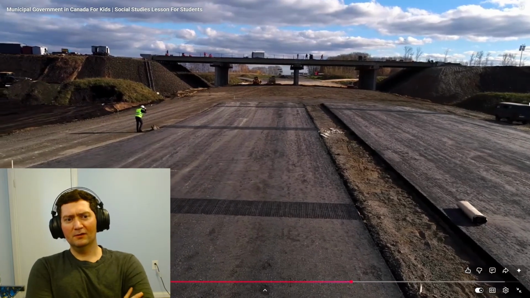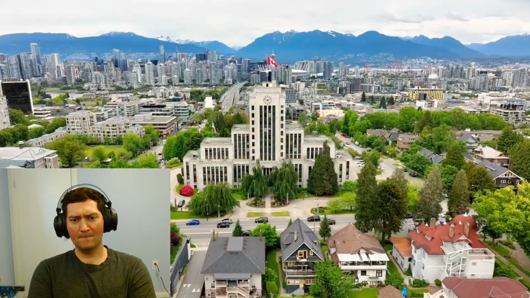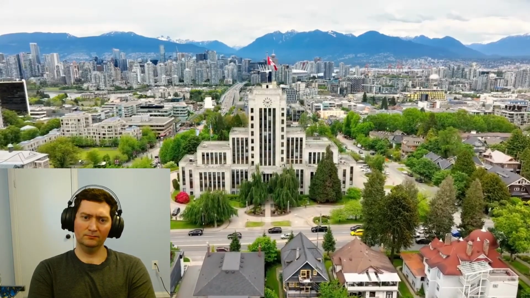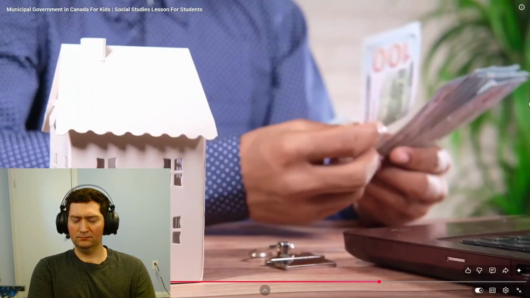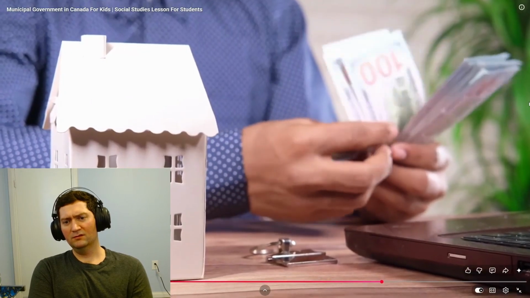also decide where to build new roads, playgrounds, and community centers. Another important job of the municipal government is handling the city's budget. Cities and towns get most of their money from property taxes, which homeowners and businesses pay based on the value. Okay. So property taxes is what funds this level.